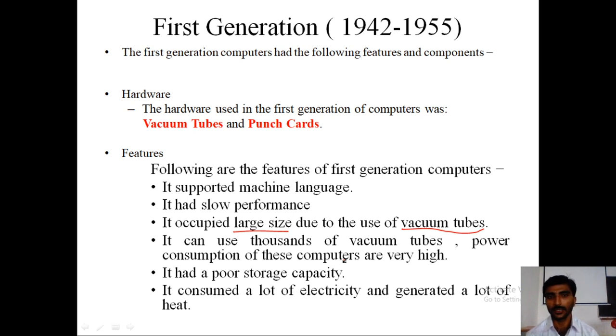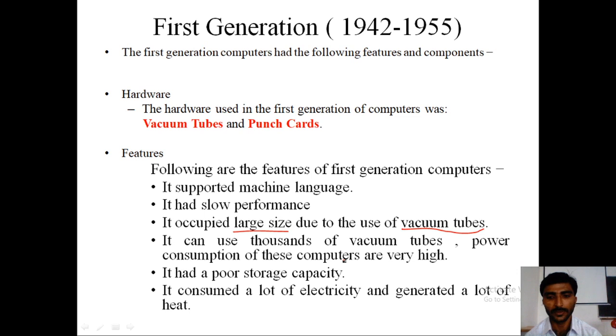In the first generation, they used thousands of vacuum tubes for memory. The power consumption was high; it takes more power and more current for the computers for processing. It also had a poor storage capacity.